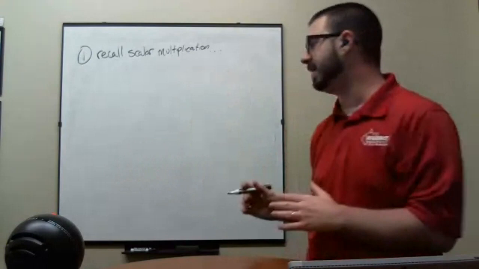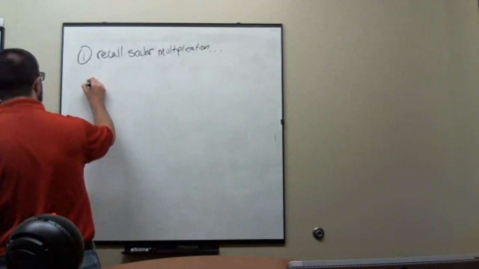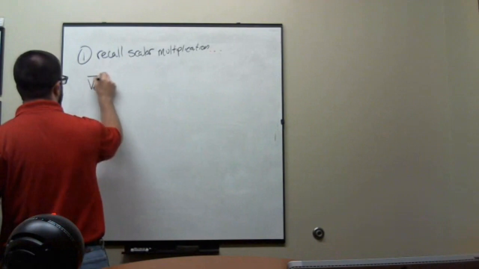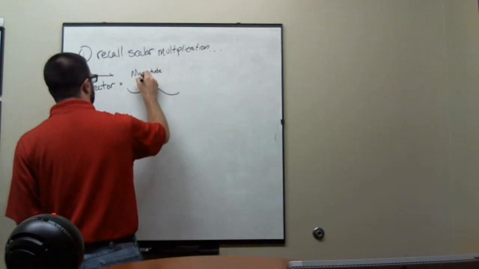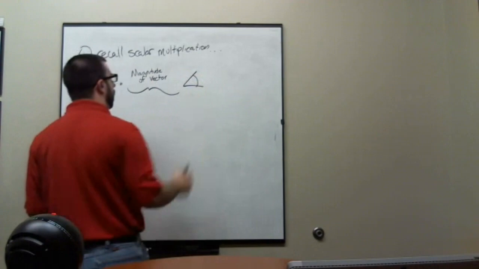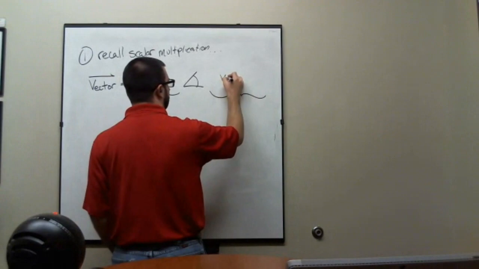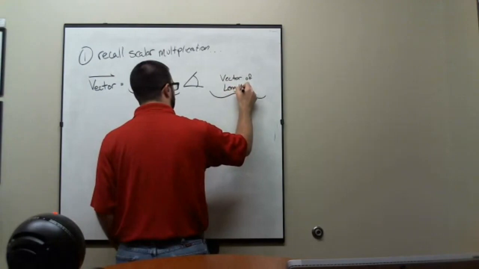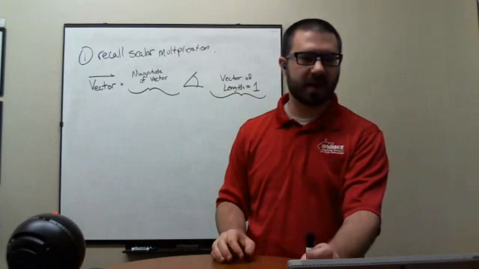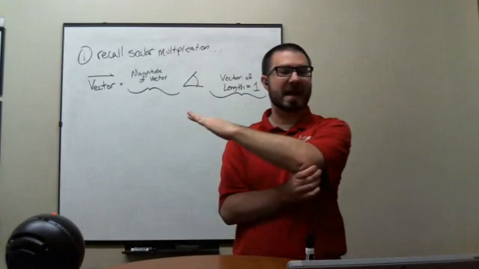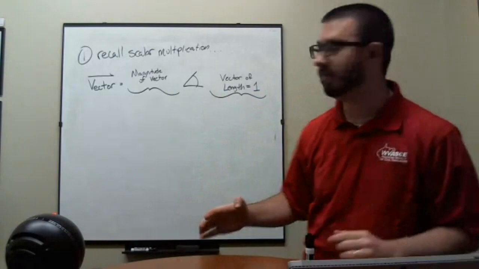So if you think about it this way, one way of expressing any arbitrary vector is as the magnitude of the vector at some orientation, and this could be a vector of length one. In other words, if I have a vector that represents a 15-pound force going this way, I could represent that as a vector that has a length of one multiplied by 15 pounds. That's something to keep in mind for what we talk about next time.